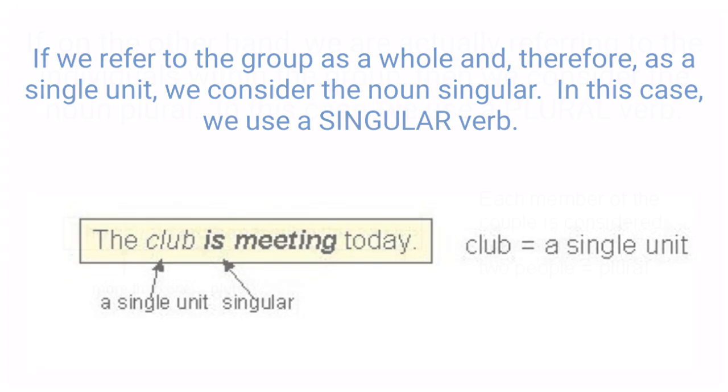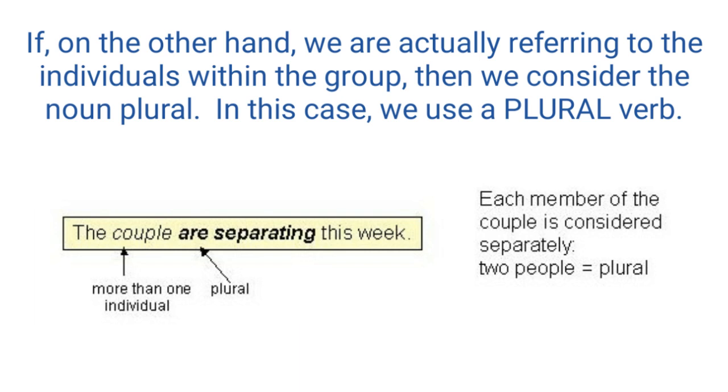But on the other hand, if we are actually referring to the individuals within the group, then we consider the noun plural. In this case, we use a plural verb. Look at this example. The couple are separating this week. Each member of the couple is considered separately. How many people are there in a couple? Two people, isn't it? So, two denotes plural. So, that's why we used a plural verb. The couple are separating this week. The couple denotes more than one individual. That's why we used a plural verb.